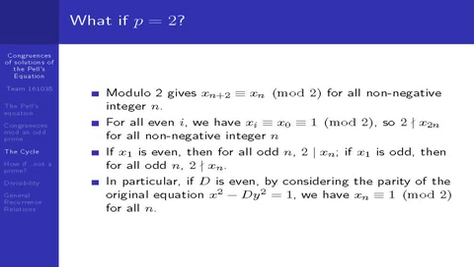When p is congruent to 2, that is p equals 2, for all even i put into the subscript, xi will be congruent to 1 mod 2. And when it is even, it depends.